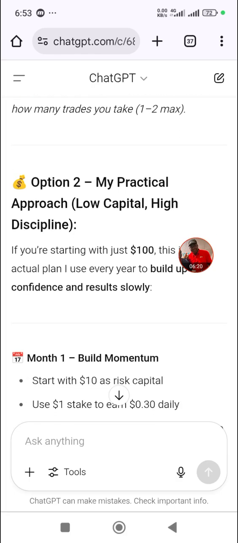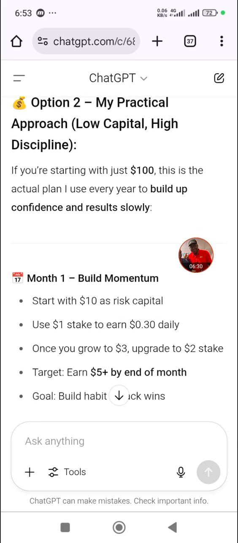Now, option 2, that's my own. Option 2 is my own approach. That's how I approach it. Now, if you're starting with just $100, I don't need that whole $100. I start with $10, that's 10% of that $100. So what do I do? I schedule a 100-day build-up.